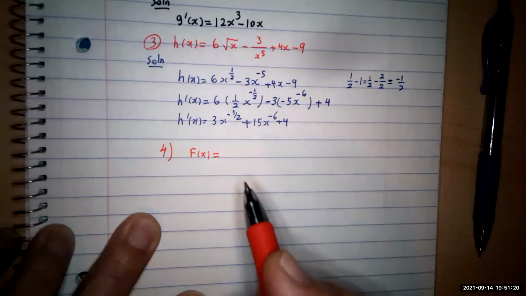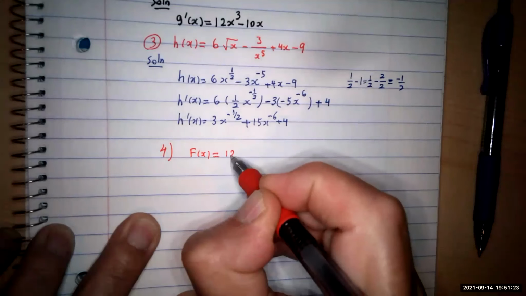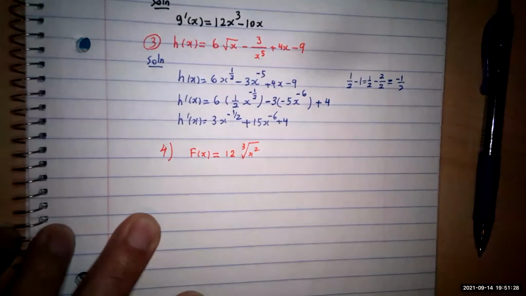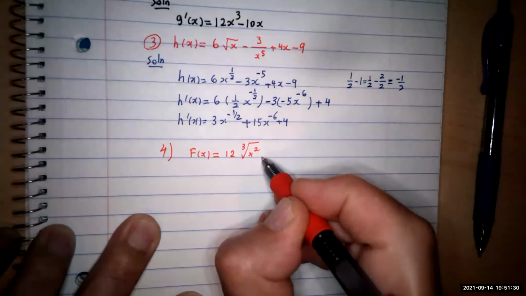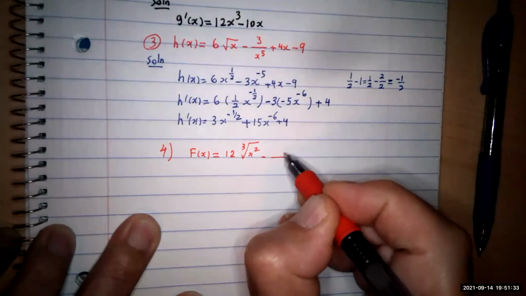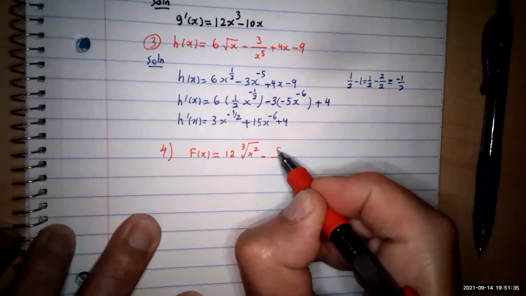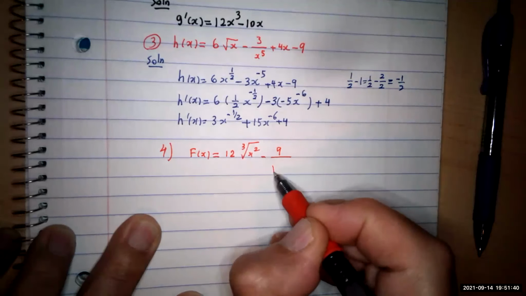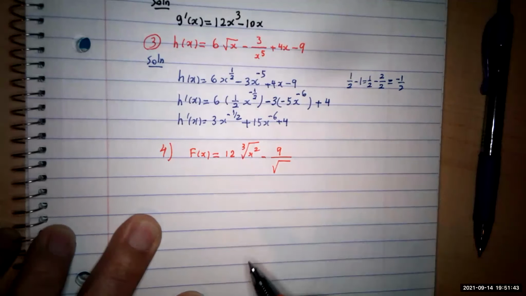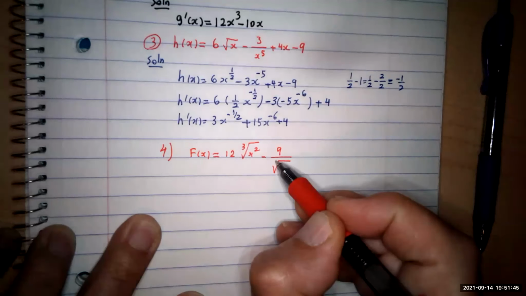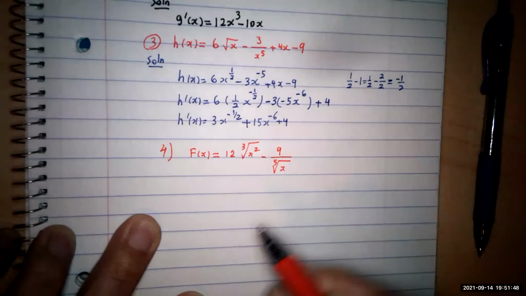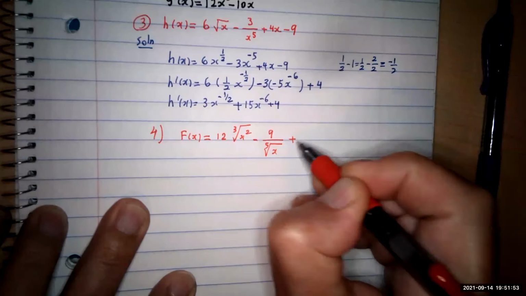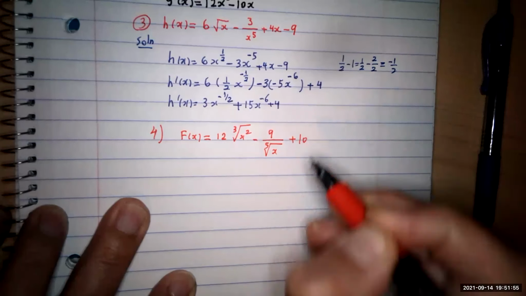You see f of x is equal to, how about 12, the cube root of x squared. That's one of them, minus, let's say, minus 9. Then I'm going to have something like minus 9, and I get the fifth root of x down in this denominator, and let's say 10 here. I want to find this derivative.